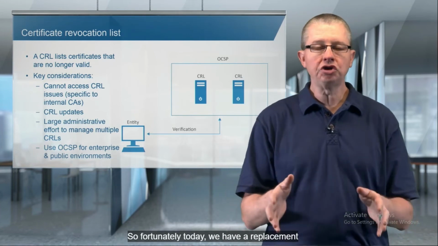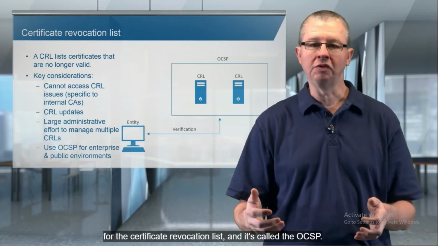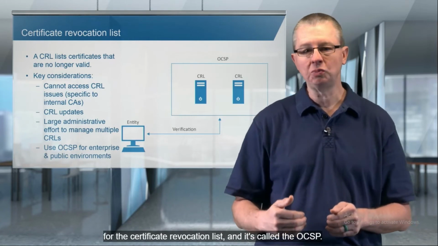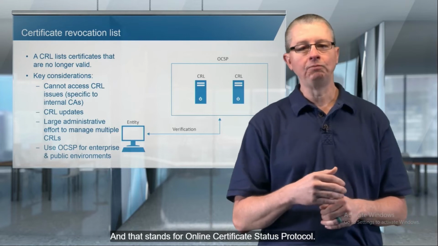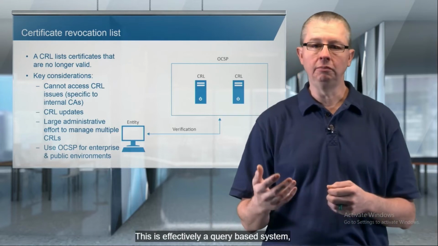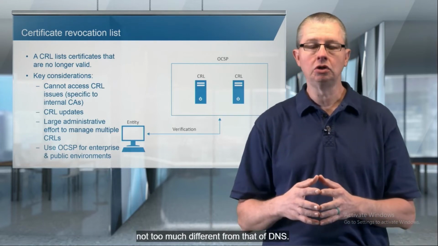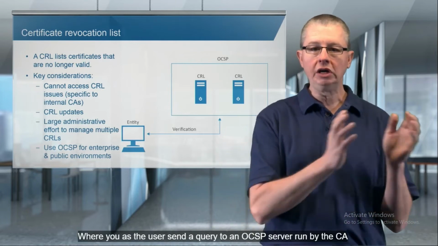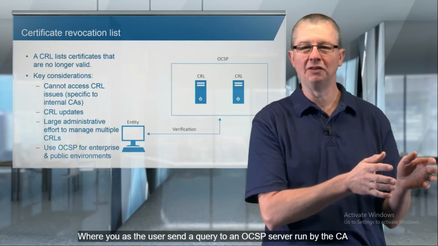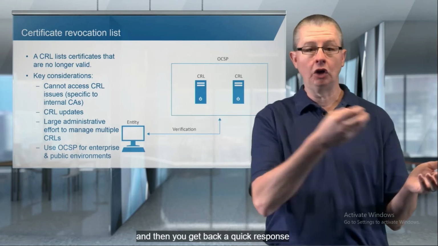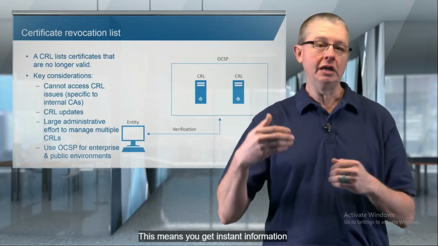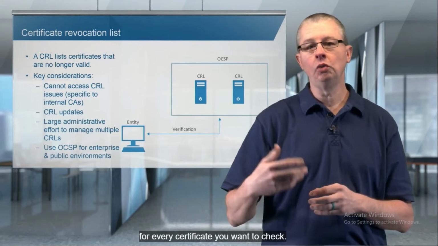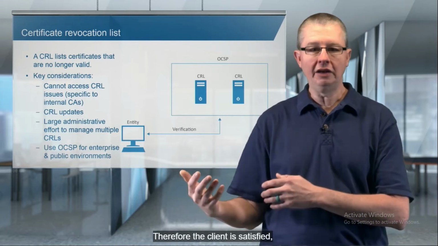So fortunately today, we have a replacement for the certificate revocation list, and it's called the OCSP, and that stands for Online Certificate Status Protocol. This is effectively a query-based system, not too much different from that of DNS, where you as the end user send a query to an OCSP server run by the CA, and then you get back a quick response saying, yes, this is valid, or no, this has been revoked. This means you get instant information for every certificate you want to check. Therefore, the client is satisfied.